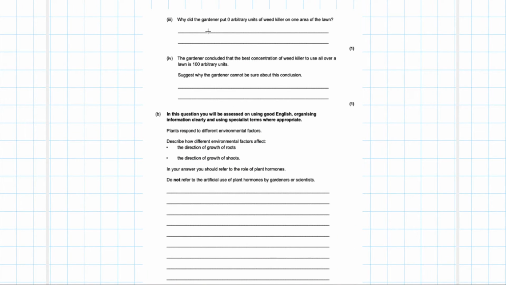Why did the gardener put 0 arbitrary units? So why did it use the bonus? So it can be used to compare to other areas. It could also be as a control, but to be careful, not as a control variable, but it's as a control. So it's used as the control, but not the control variable, because the variable is changing all the time.